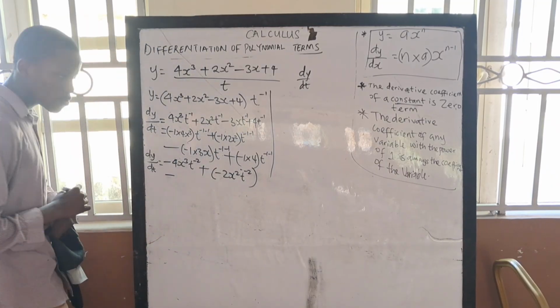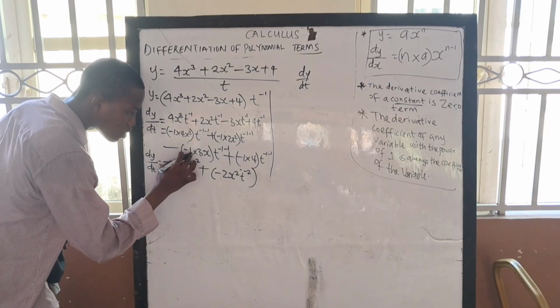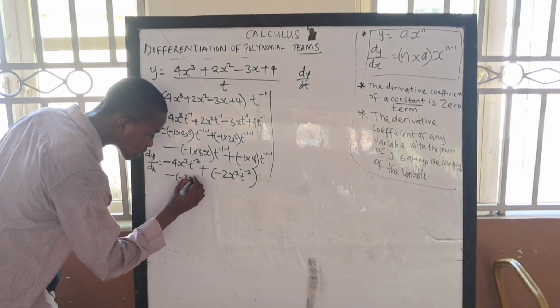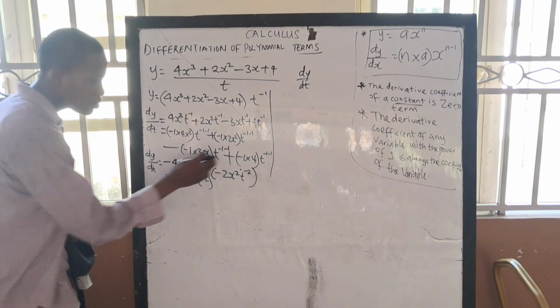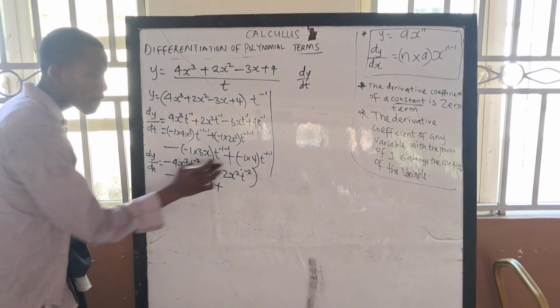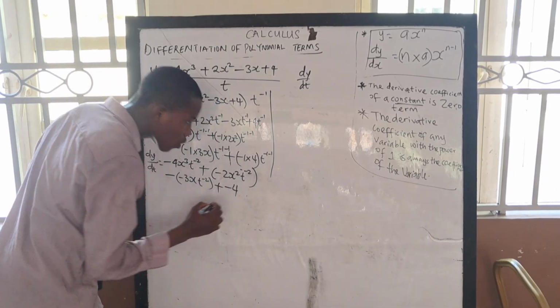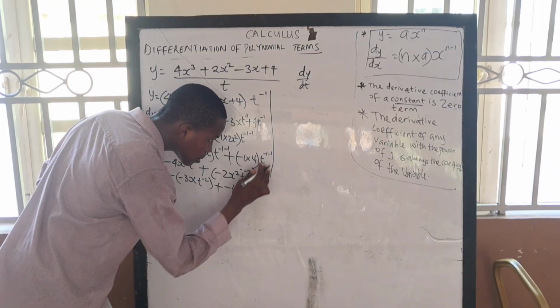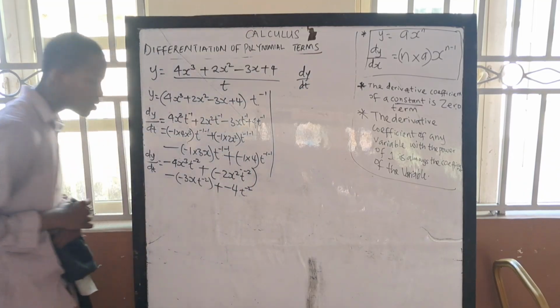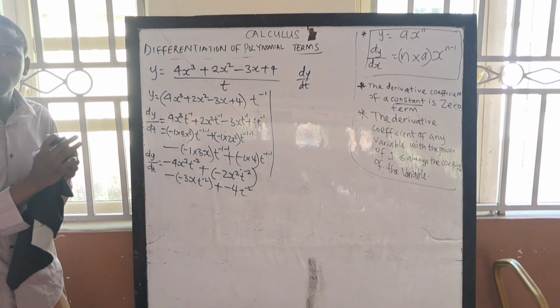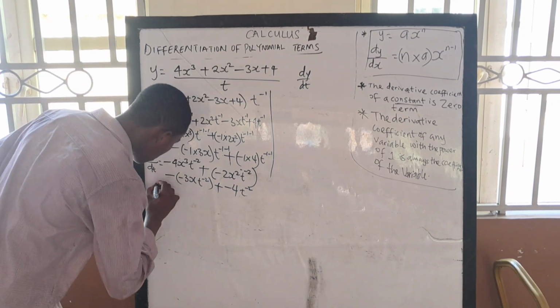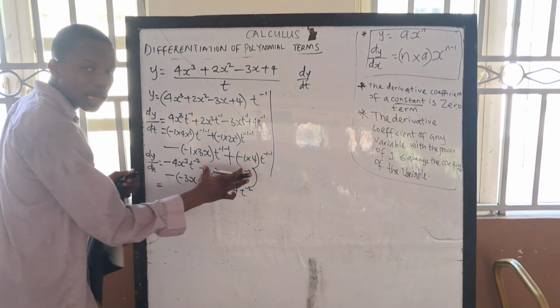Minus, I have to be careful. Minus 1 times 3 is what? Minus 3x. t raised to power what? Minus 2. Plus minus 1 times 4 is what? Minus 4. t raised to power what? Minus 1 minus 1, minus 2. The reason why I put this inside enclosed brackets is so that I don't make a mistake. You understand? That's why I kept this inside parentheses.